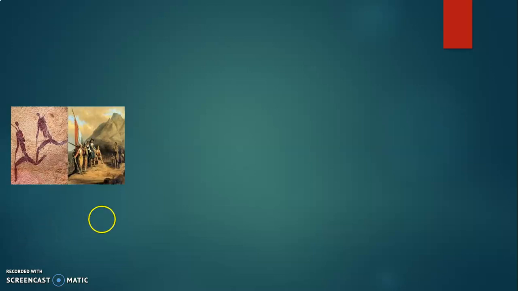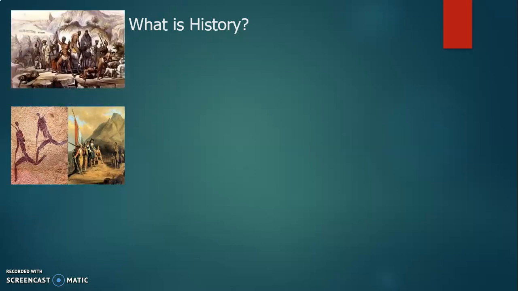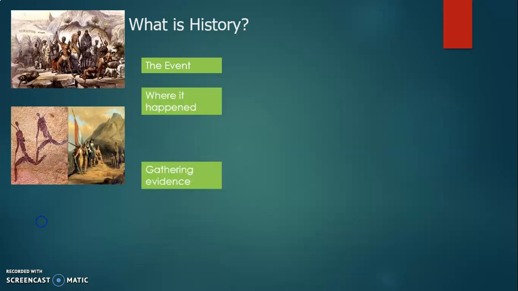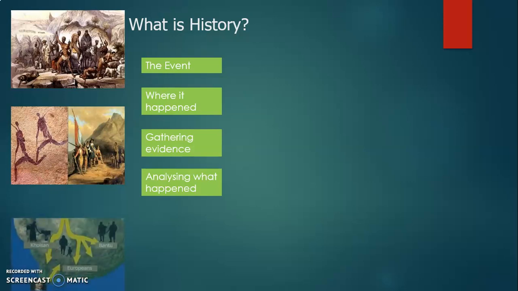Okay, there you can see my rock art painting, and you can see my settlers that arrive in the Cape. And then the question goes, what is history? You can see the San people, the Bushman people there. And then it goes, the event. So history is about the event that occurred. Okay, and then you look at where it happened. And then you gather evidence about things that have happened in history. And then you can start analyzing the whole happening, for want of a better word.